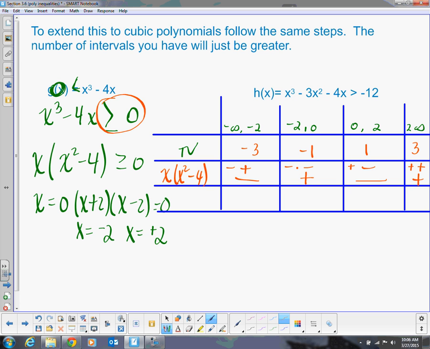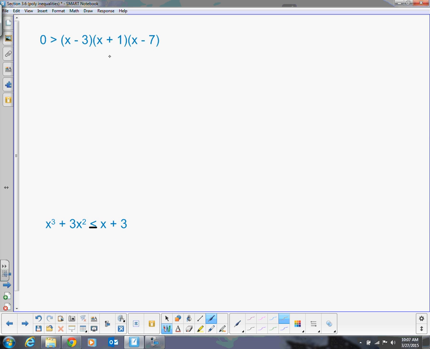So it's going to be bracket negative 2. Why a bracket? Because it's equal to. And then union bracket 2 to infinity. Why is there a bracket? Because it's greater than or equal to. So the whole thing, everything has brackets but for infinity. All right, that's easy. Do you agree?